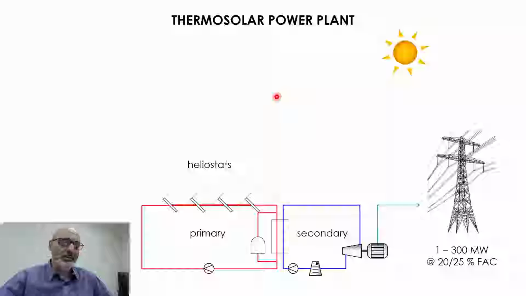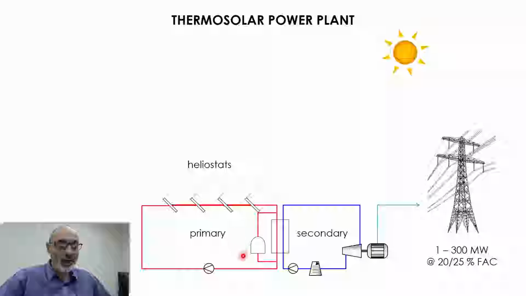Okay, so again, that's why we need celestial mechanics. So the primary cycle, or the primary subsystem, is composed of a working fluid, here in red, which is heated by the collectors and then releases this heat to the secondary cycle. So it cools down and then it's pumped back to the collectors.